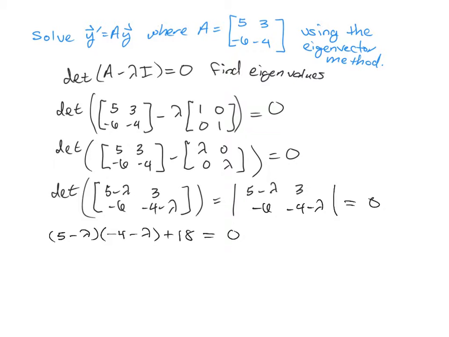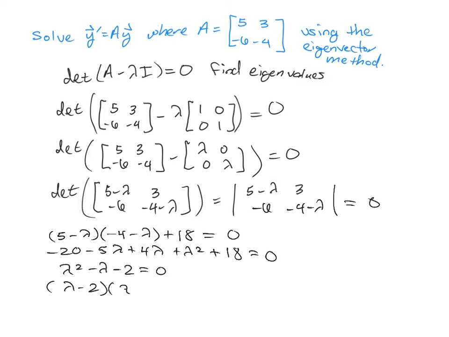Multiplying this out, we have -20 minus 5 lambda plus 4 lambda plus lambda squared plus 18 is equal to 0. This simplifies down to lambda squared minus lambda minus 2 equals 0. We can now factor this as lambda minus 2 times lambda plus 1 equals 0. So our first eigenvalue is lambda 1 equals -1, and the second eigenvalue is lambda 2 equals +2.